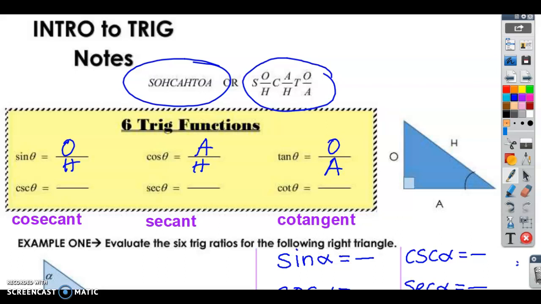So take a look at this diagram here. We've got a right angle. The side that is opposite the right angle is the hypotenuse. And then the other two sides are going to change depending on which side you're referencing. So if you're referencing this angle here, this side would be opposite. However, in a different color, if you were referencing this angle, then this side would then be opposite. Okay, and whatever the other one would be is adjacent.